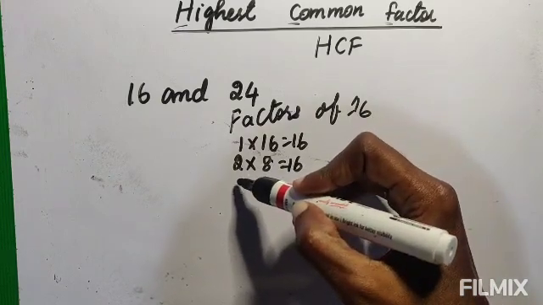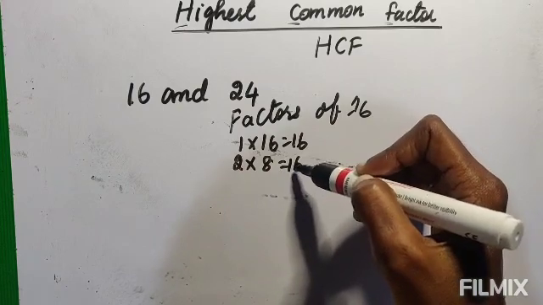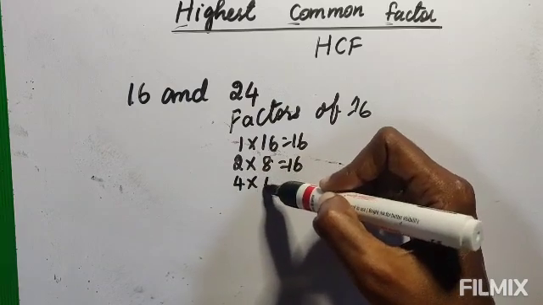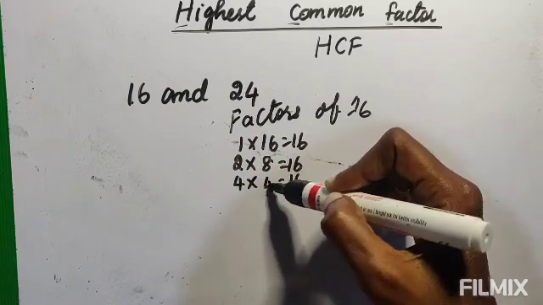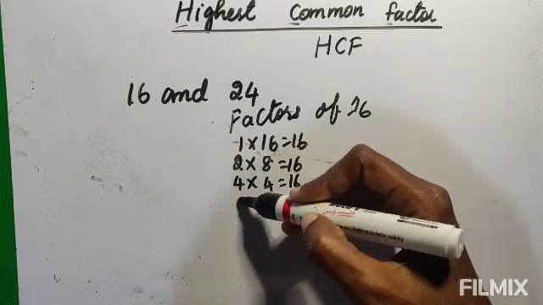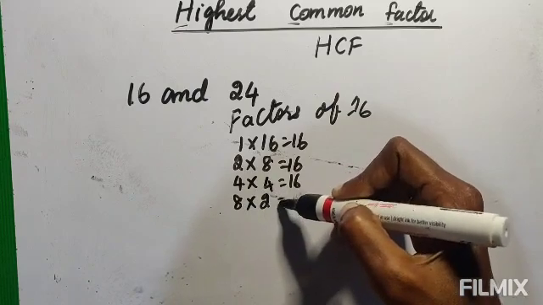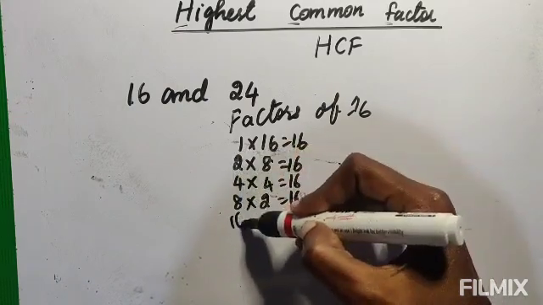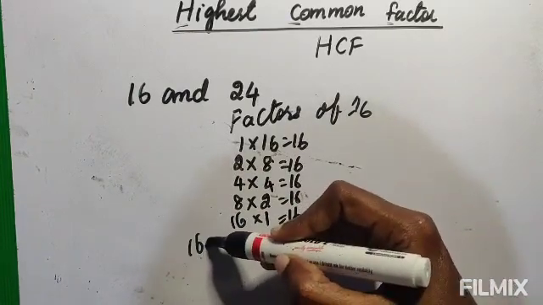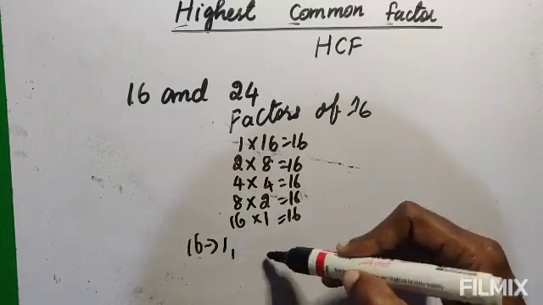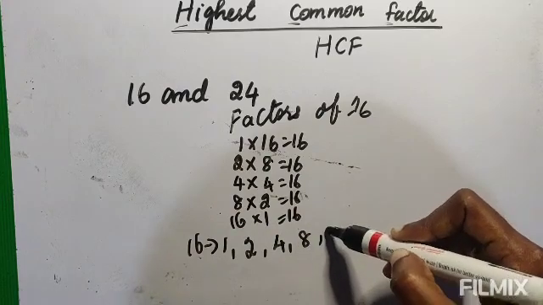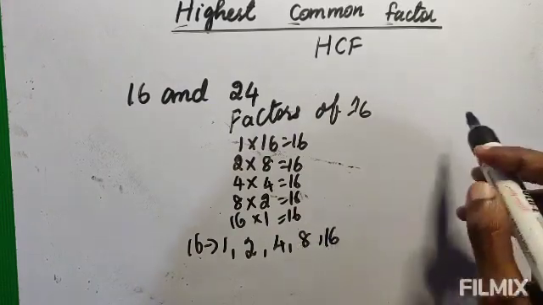Again 3: 1 plus 6 is 7. So 7 cannot be divided by 3, so 3 will not come. Now 4. 4 4s are 16. So the number is repeated, so you don't need to check all the numbers. You can go to the previous one. Just change the order: 8 2s are 16, and 16 into 1 is 16. So the factors of 16 are 1, 2, 4, 8 and 16. There are 5 factors.